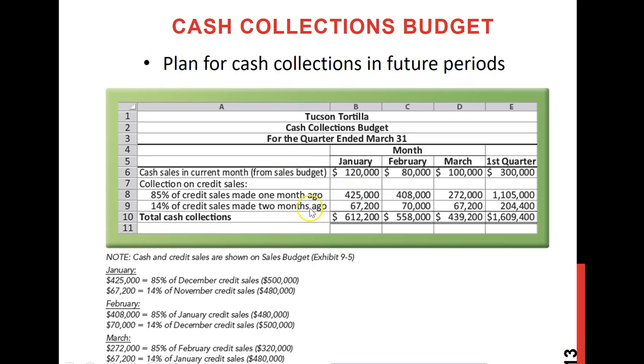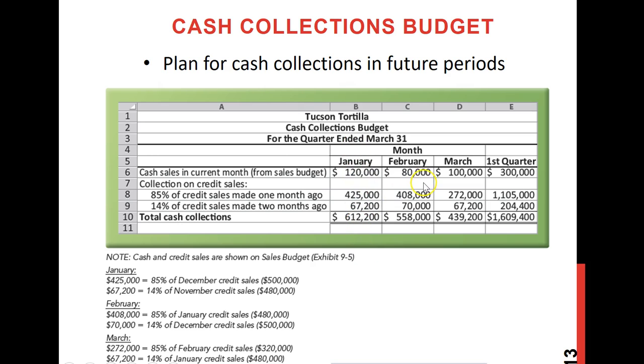And then they will also check what was their credit sales 2 months ago, because 14% of their credit sales will be collected in 2 months. That means they will check what was their credit sales in November, and they will collect 14% of November's credit sales in the month of January. This is how they're gonna show what they are collecting in January.